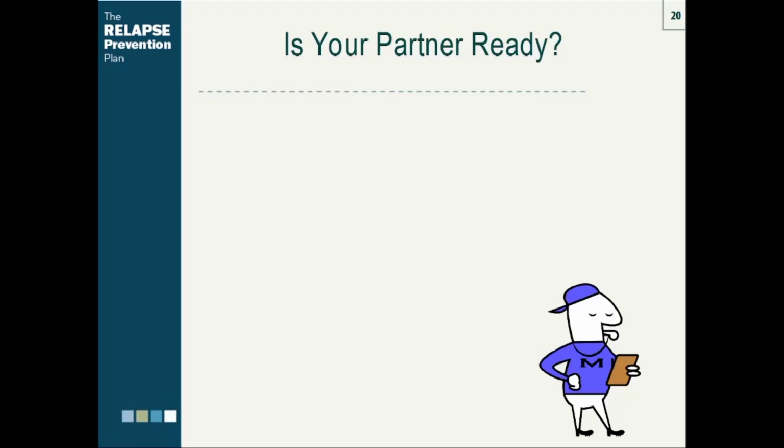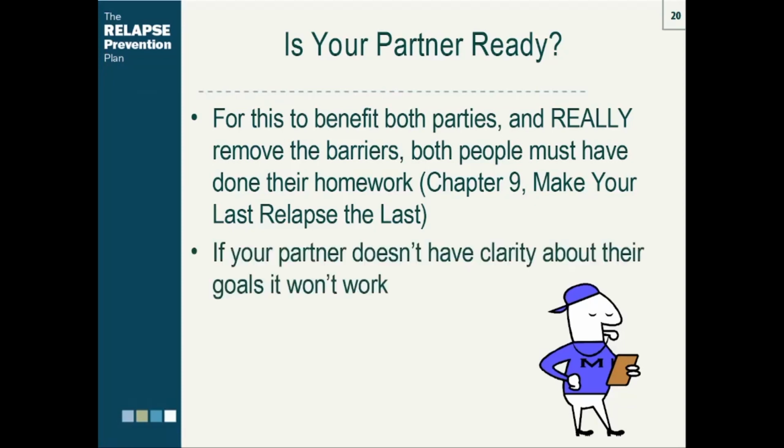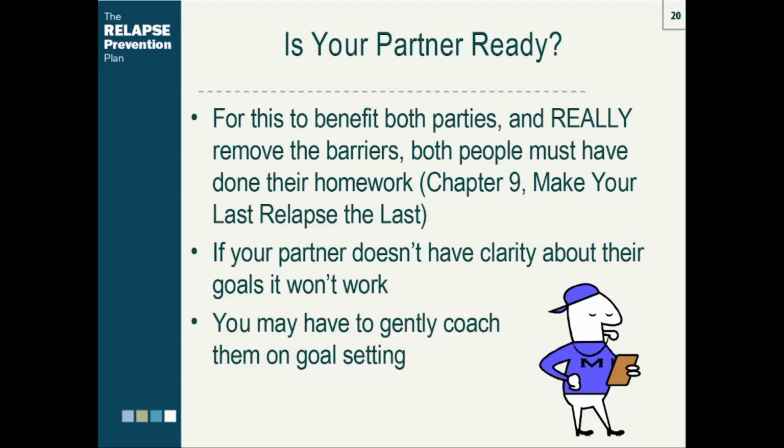So, is your partner ready? For this to benefit both parties and really remove barriers, both people must have done their homework. If your partner doesn't have clarity about their goals, it won't work. You may have to gently coach them on goal setting. Perhaps you both could sit down and get your copies of Make Your Last Relapse the Last, and sit down side by side and work through your goals separately, and then maybe you'd be ready to sit down and have a talk.